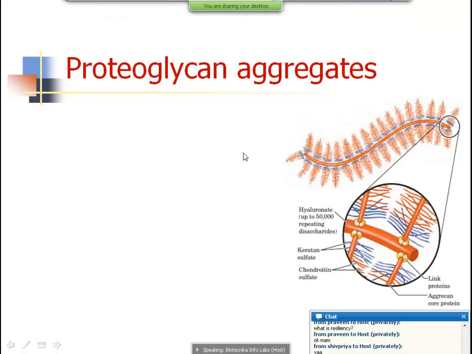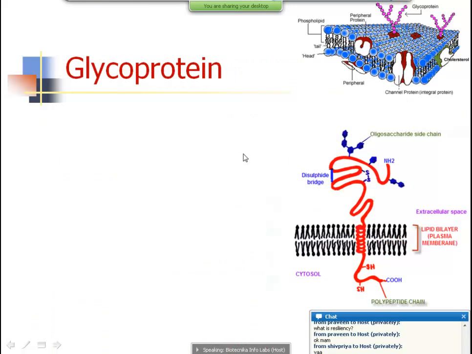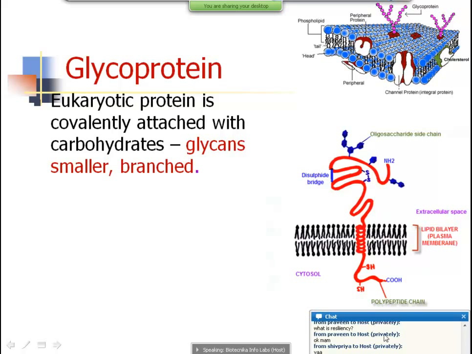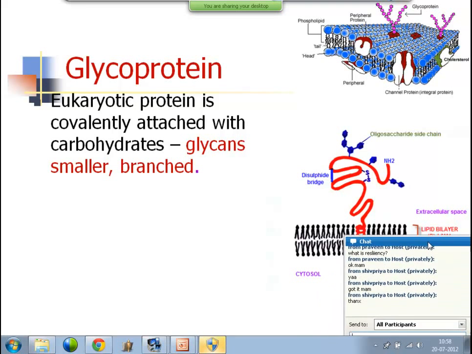Fine, let's proceed. So we saw what aggrecans are. Now coming to glycoproteins. You must have already studied a lot about glycoproteins while understanding the fluid mosaic model.